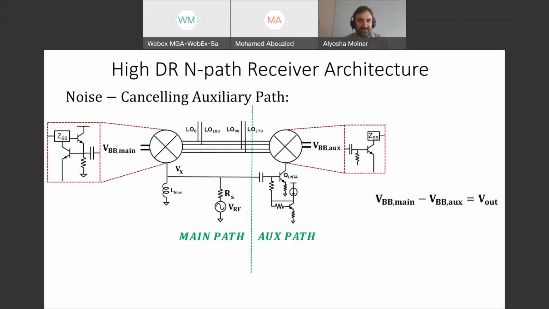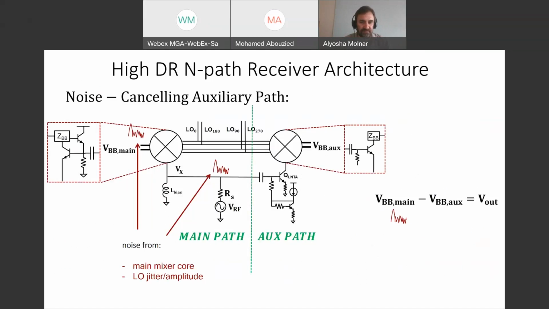And here, the main idea is that your main mixer core gives you the impedance transparency and things, but also tends to have a certain amount of noise associated with it. Your auxiliary path essentially measures that noise and adds a little bit from its LNTA. But if you do your circuits appropriately, you can essentially cancel out the noise from the main path and have only the noise from your LNTA.